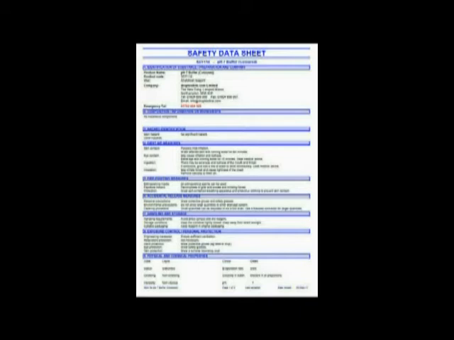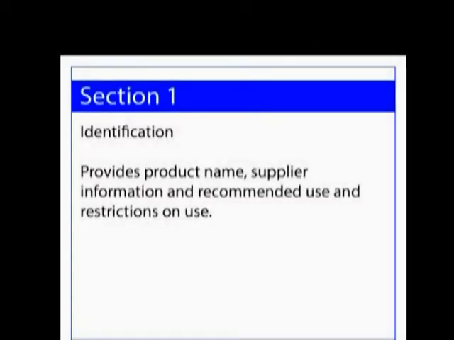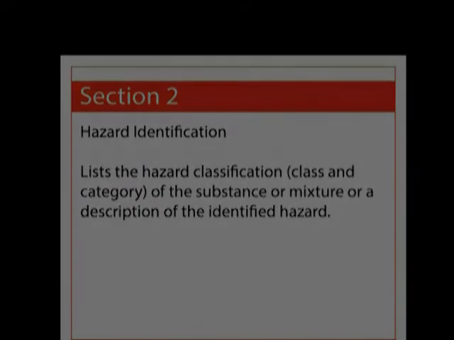Your supervisor must inform you of the location of SDSs in your department. SDSs should be in an area that is readily accessible at all times, on all shifts, for all workers. There are 16 sections in a safety data sheet. Section 1, Identification, provides product name, supplier information, and recommended use and restrictions on use. Section 2, Hazard Identification, lists the hazard classification, class and category of the substance or mixture or a description of the identified hazard.